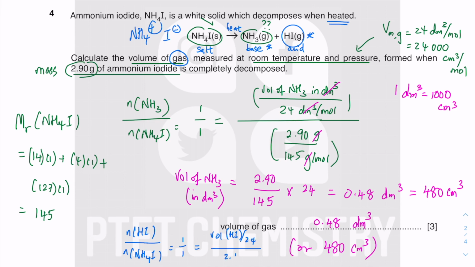And then I could do the same thing, 2.90 over 145. Of course, then I could work out the volume of HI in dm cube. Then there will be HI gas in dm cube. This will be NH3 gas in dm cube. I can add up their volume. But I can see that it's going to be the exact same volume, but this is the volume of NH3, and the volume of HI will be another 480 cm cube or 0.48 dm cube, which means the total volume of gas will not just be the NH3, it will not just be the HI, but it's the combination of the volume of the gas number 1 and the volume of the gas number 2.